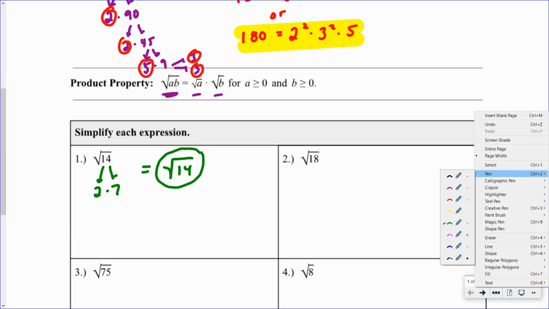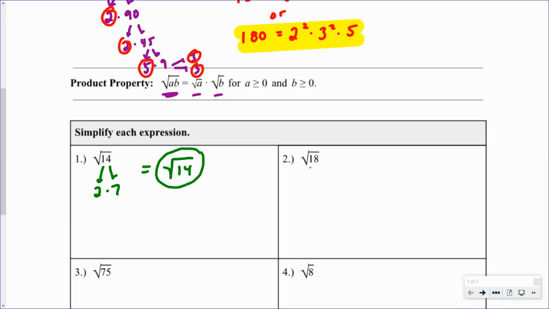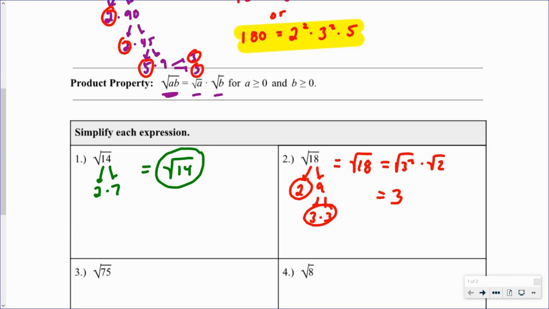Let's take a look at the square root of 18 and see if that's any different. Now 18 is even, so we know that's divisible by 2, so we have 2 times 9. 2 is a prime number, 9 is not. So 9 is 3 times 3. So I'm going to rewrite the square root of 18 using the product property. It's going to equal the square root of 3 squared times the square root of 2. Well, the square root of 3 squared is just 3, because squaring a number and then taking the square root are inverse operations, so they undo each other, so we're just left with 3.